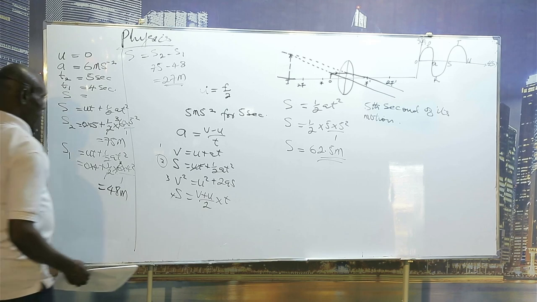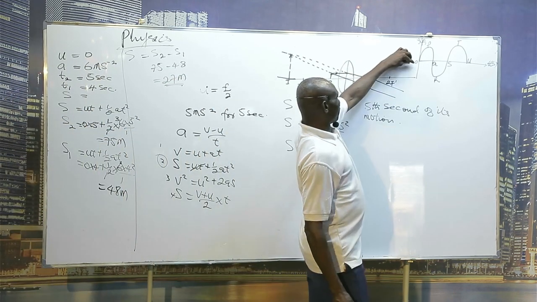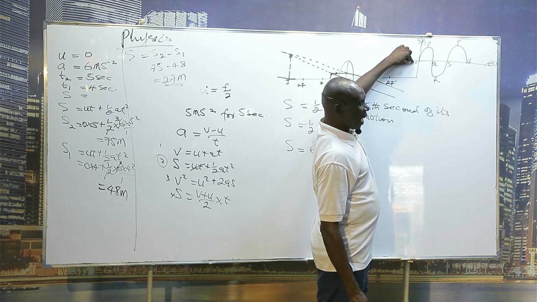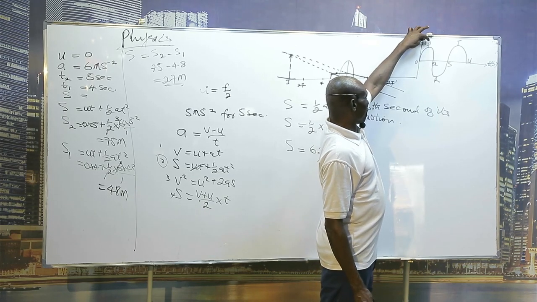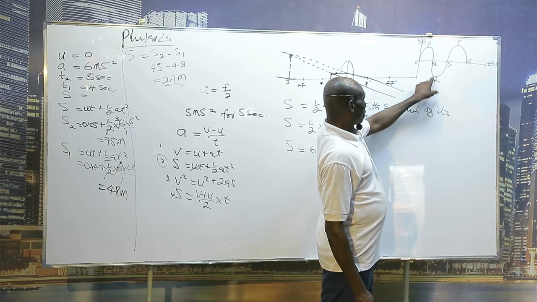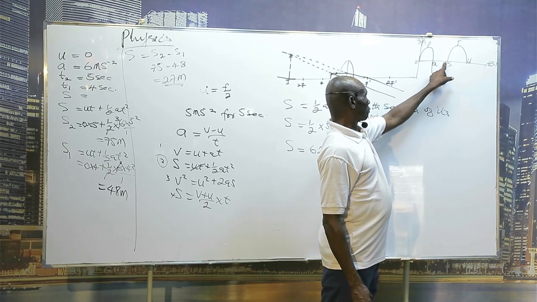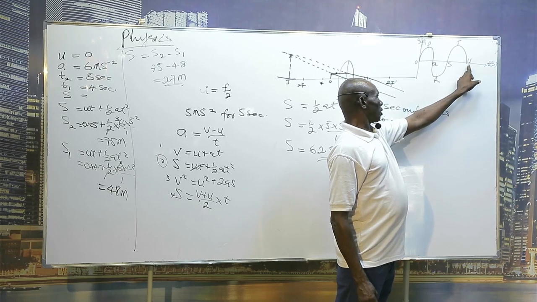Now, look at this diagram. Study, look at the diagram very well, and that last diagram, and answer my question. I'm going to give you the question now. What is here? O. What is here? Here. Here. Here. And here.